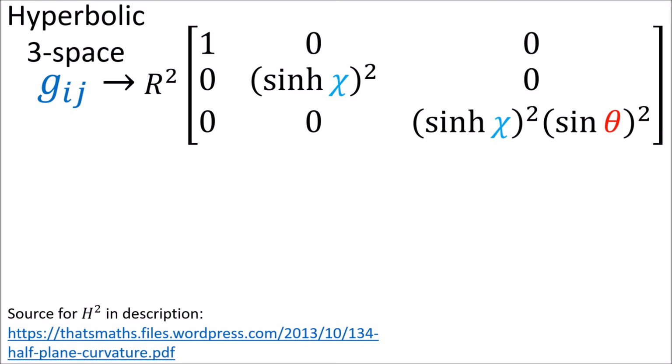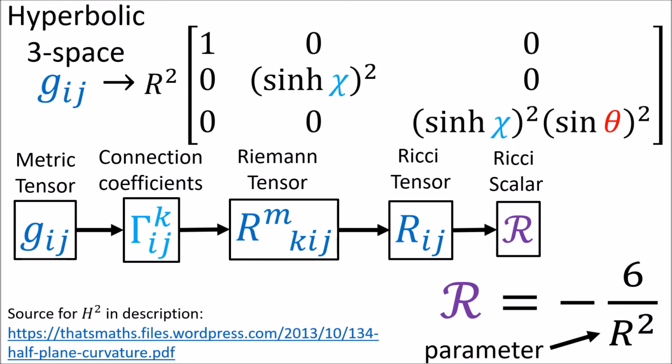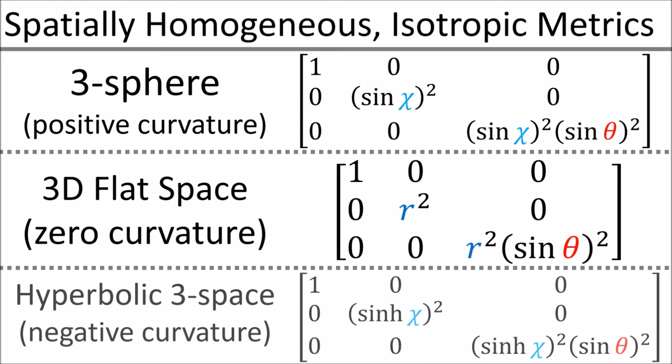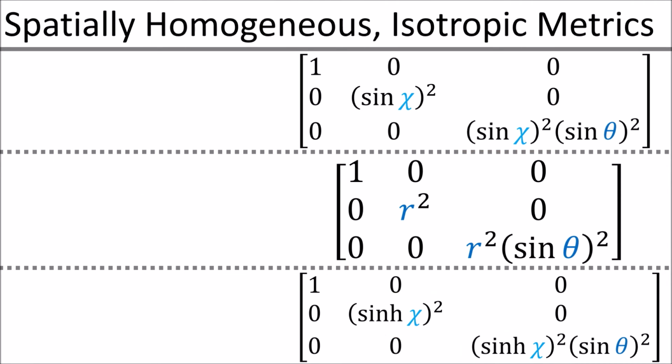If you calculate the Ricci scalar for hyperbolic 3 space, you'll find that it's a constant negative value everywhere, -6 over r squared. Again, a constant Ricci scalar everywhere is exactly what we'd expect for a space that's homogeneous and isotropic. So this is what our metric looks like for hyperbolic 3 space. It looks the exact same as the metric for the 3 sphere, except the sine term is replaced with a hyperbolic sine. So we now have 3 different metrics for the 3 possible homogeneous and isotropic spaces.